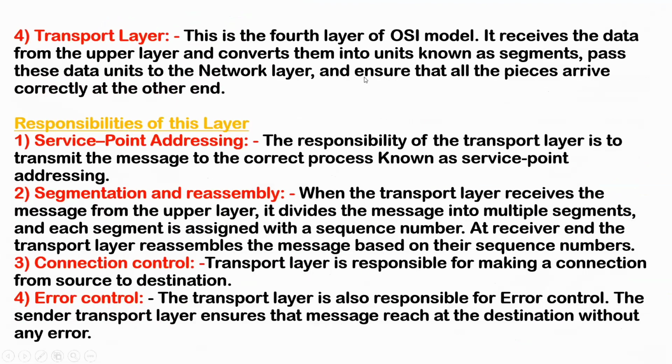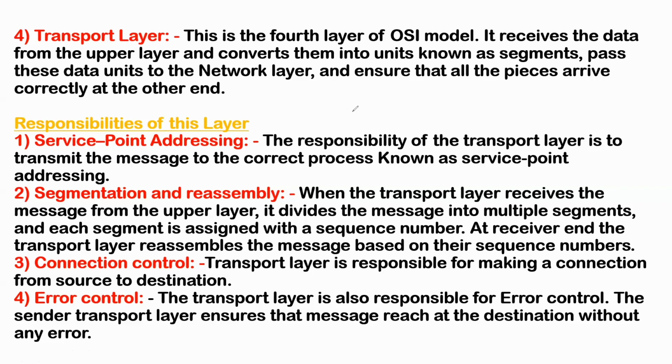Transport layer is the fourth layer of the OSI model. It receives the data from the upper layer and converts it into a unit known as a segment, passes these data units to the network layer, and ensures that all the pieces arrive correctly at the other end.